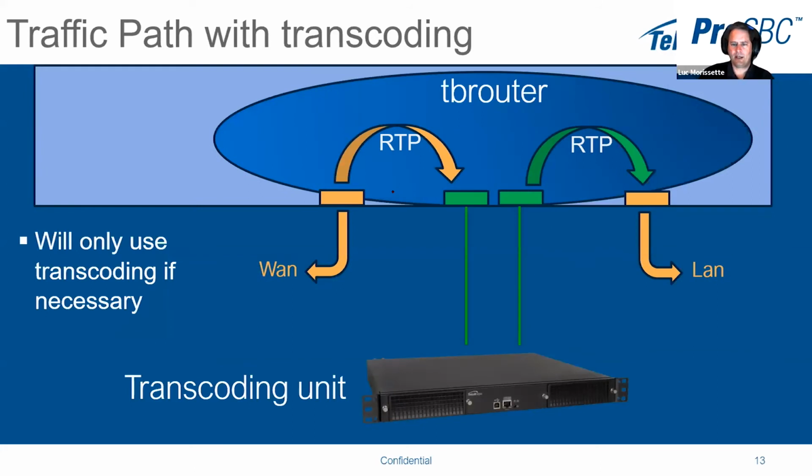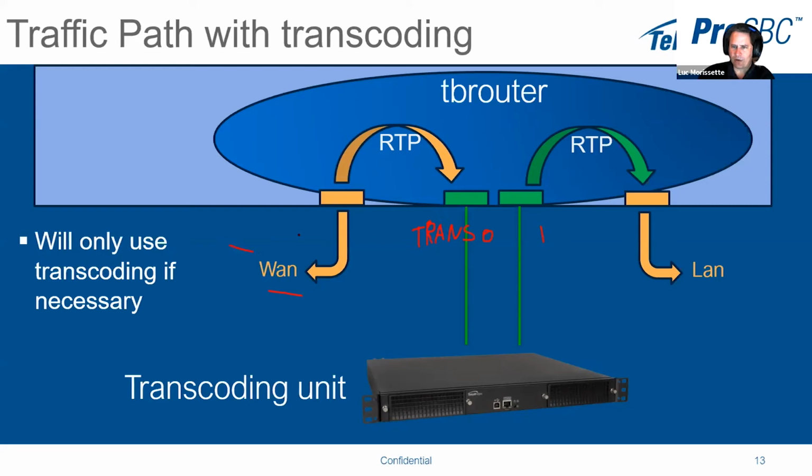So when you are using transcoding, you connect your device to the bare metal or the virtual machine. And when you do this, you need to have 2 additional LAN 1 interfaces. Usually we name them trans, T-R-A-N-S, for transcoding, trans 0 and trans 1, to be able to connect to this transcoding unit. They are still LAN 1 interfaces because they need to be controlled by TB router here.